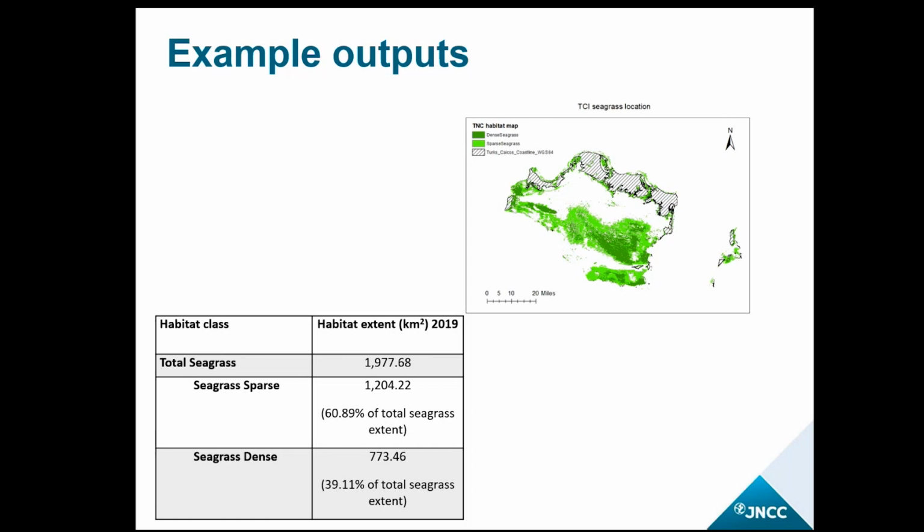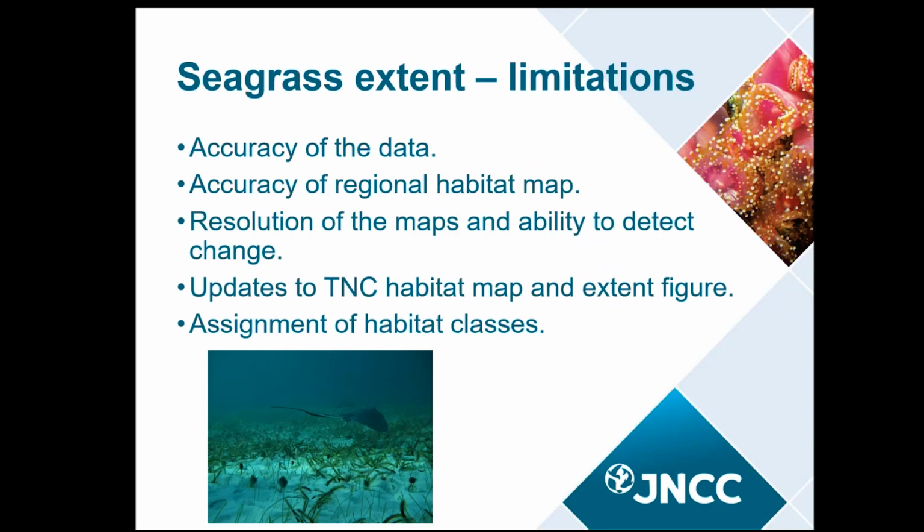The Caribbean habitat map is regional in scope, so not necessarily specific to be ground truthed in TCI. So in terms of limitations of this approach, one of the things already mentioned is the accuracy of the data. It's based on Earth observation data. Although there is some ground truthing of the map, it's not all surveyed data, which has a massive advantage: you can cover a much wider spatial area than going out and measuring the area of the habitat.